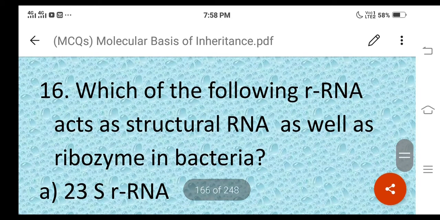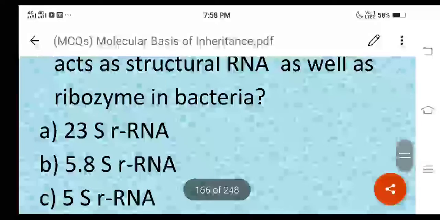Which of the following ribosomal RNA acts as a structural RNA as well as ribozyme in bacteria? Structural RNA means it is involved in the formation of the ribosome structure. Ribozyme means this will act as the enzyme, right? And here the different options are like this.